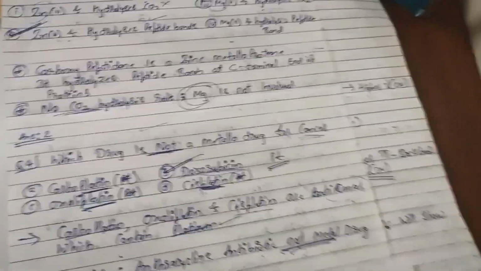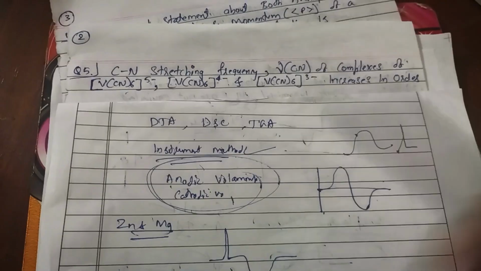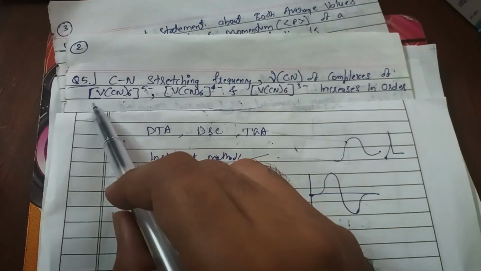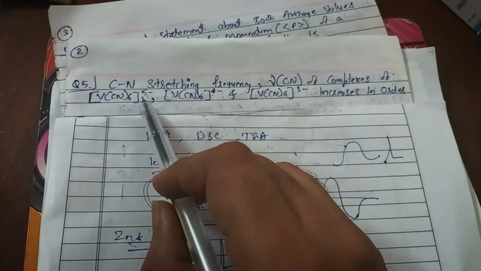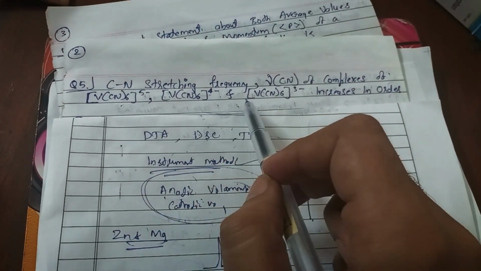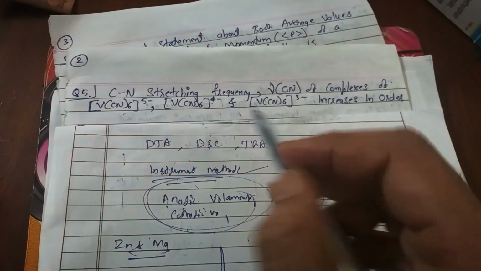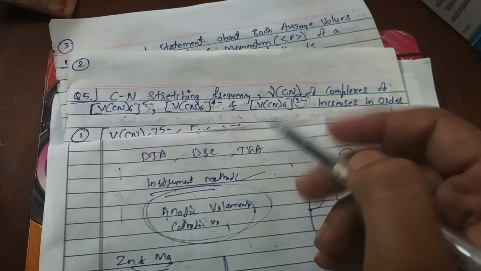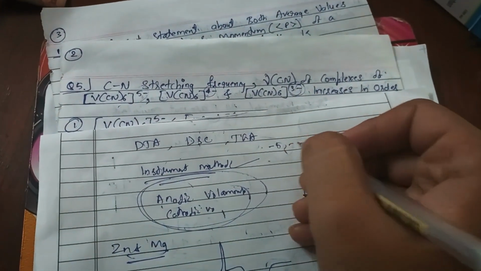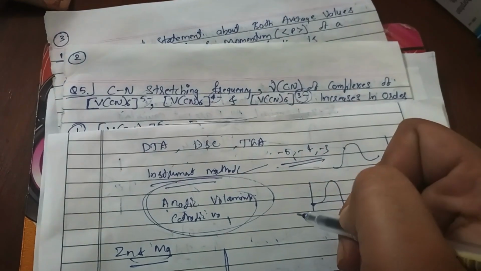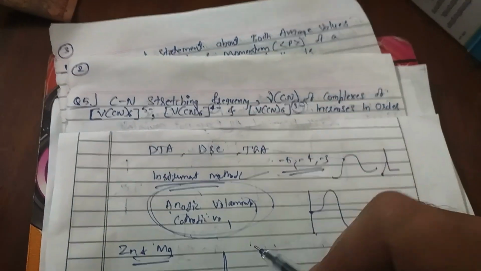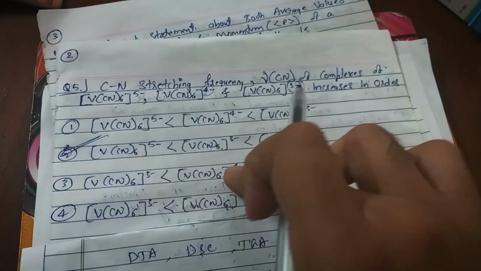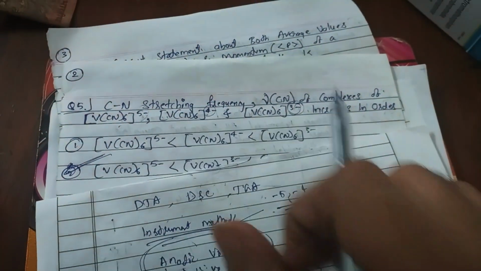Okay, so the next question is the CN stretching frequency of the complexes vanadium hexacyanide 5 minus, vanadium hexacyanide 4 minus, and vanadium hexacyanide 3 minus. Here the oxidation number is changing, meaning 5 minus, 4 minus, and 3 minus. They are asking for increasing order of the complexes.